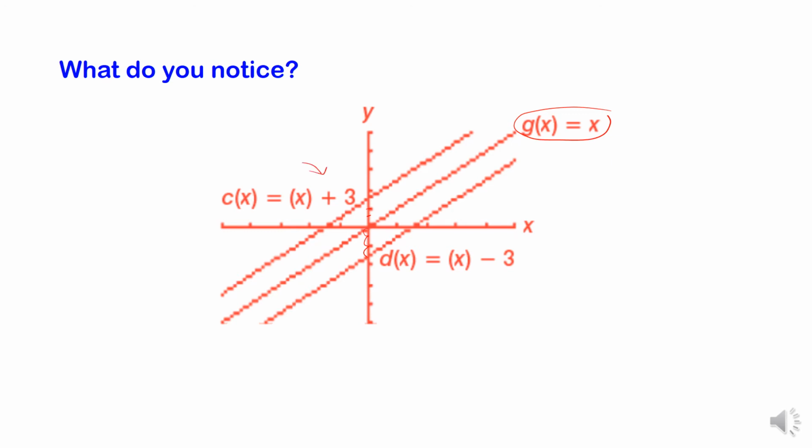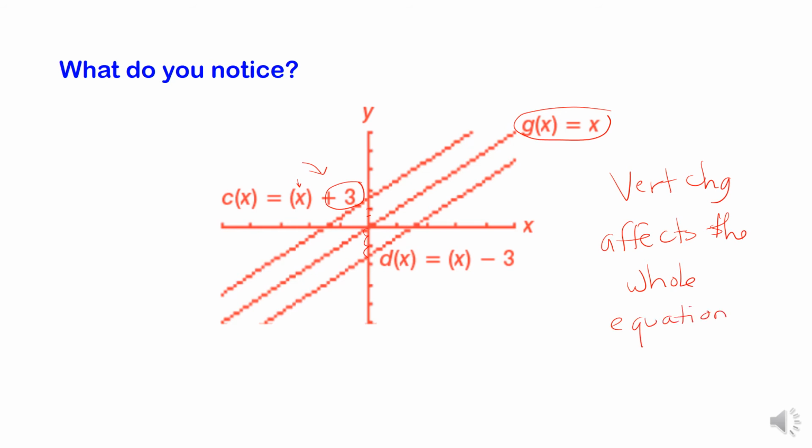Notice how they write that. It is not on the argument anymore. It's not in here with the x. It's outside. So a vertical change is shown by affecting the whole equation. Okay? So that's why they put the x in parentheses, because then it shows you that it's a vertical change. Okay? And it's logical. Down is negative, up is positive.